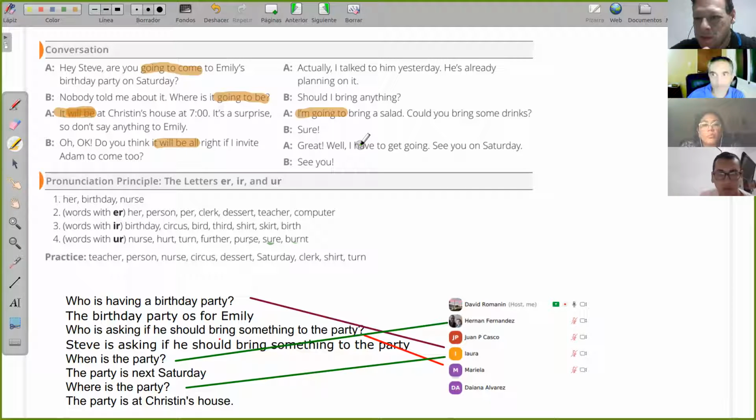It's hidden. Mariela? To him yesterday? Talked. Remember that we will say talked, I thought it's the past tense. Okay. I have to get going. This is the same. I have to, this is the present tense, right? When we say I have to, this is the present tense. This is the present. This is the past, simple past.